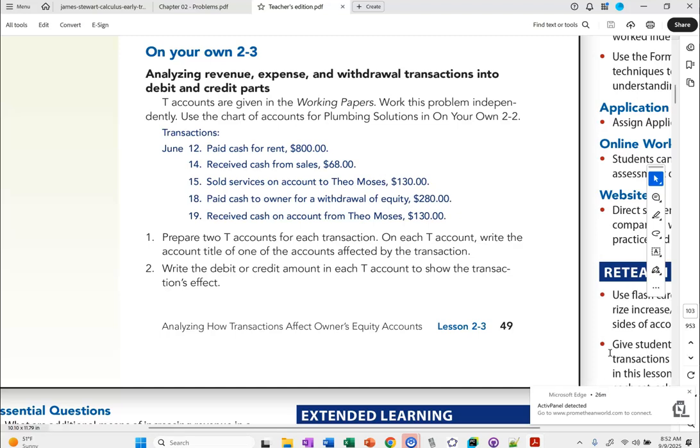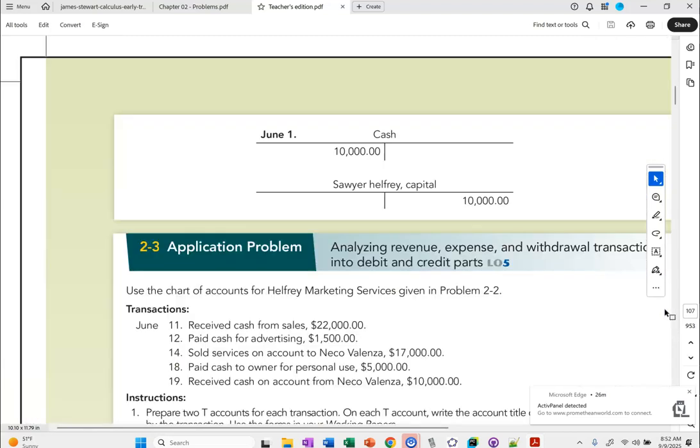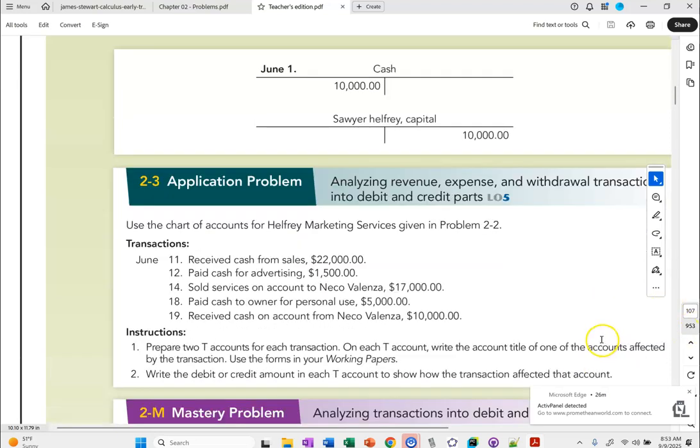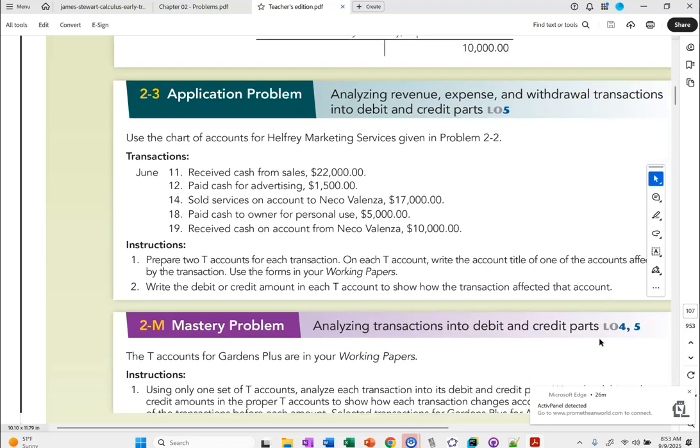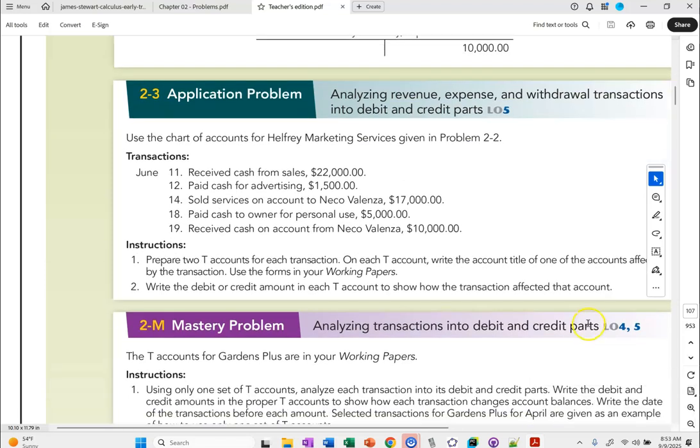Nice. Feels like you guys are getting it. Last page, just throwing it out. Alright, is it this one right here? Yeah, this is the 2-3 application. Receipt of cash and sales.